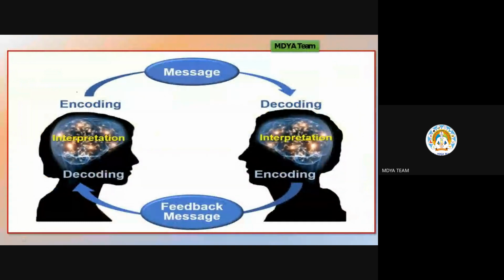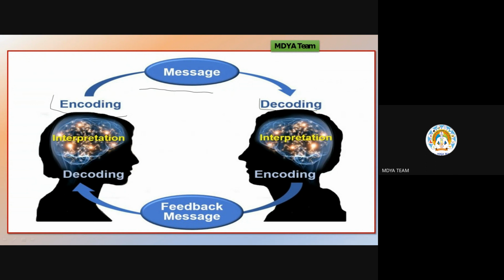As you can see in the picture, the sender encodes the message. Encoding means that whatever is in your mind, your thoughts and ideas, you put those thoughts into words so that someone can understand. Those can be words shared verbally, or through gesture or anything, but you put your message, your thoughts, into words. Then the message is sent to the receiver, then the receiver decodes it.